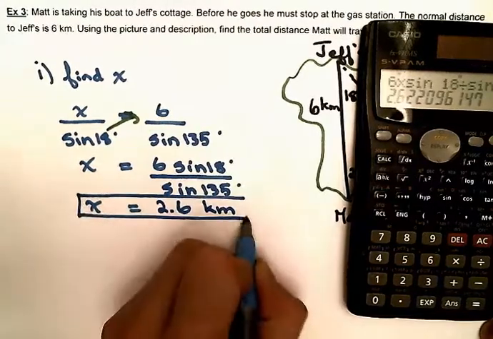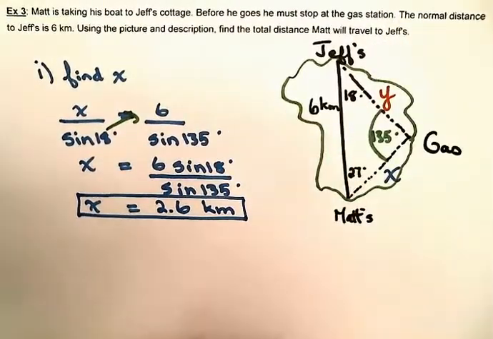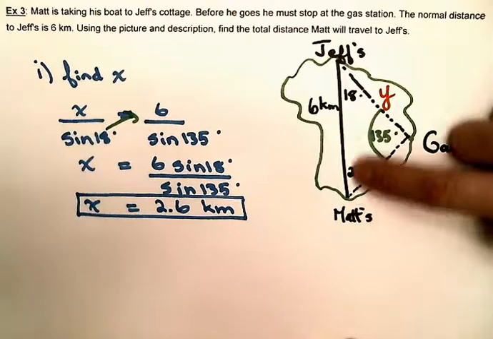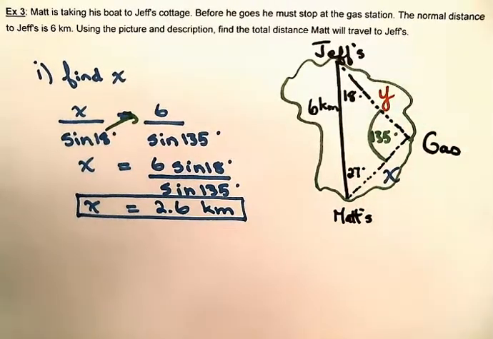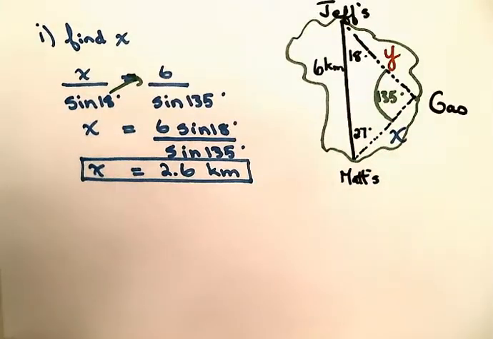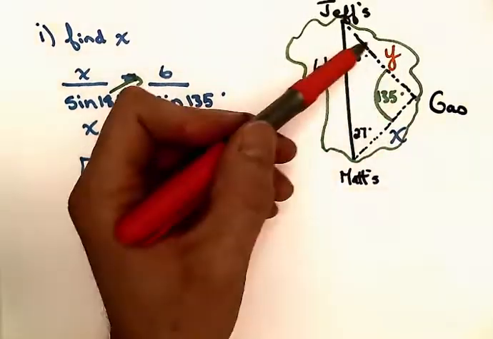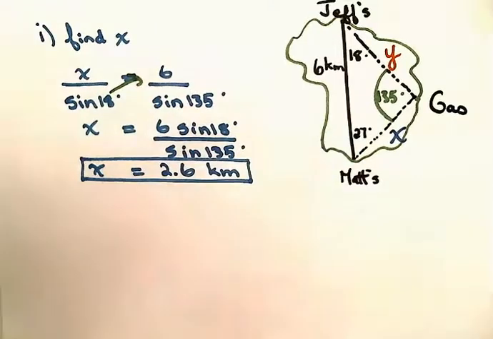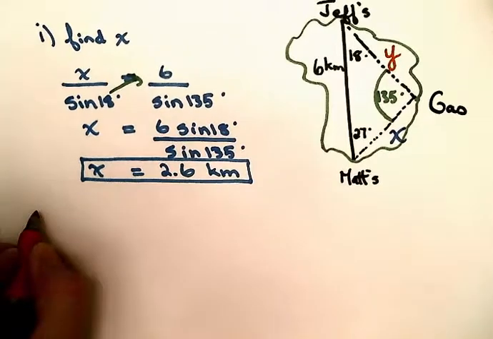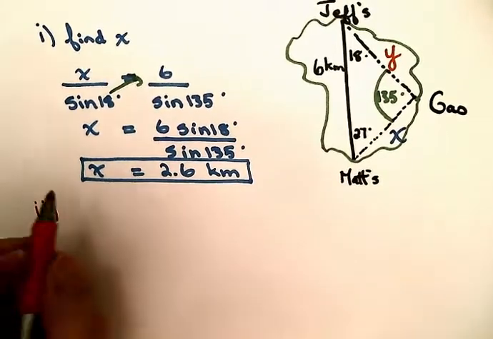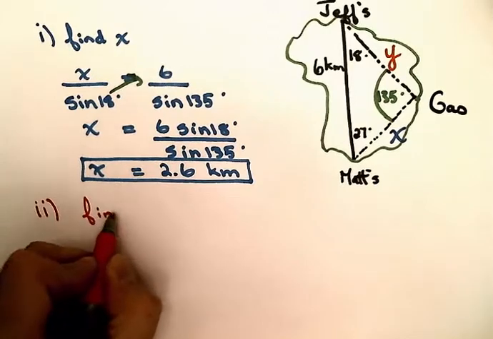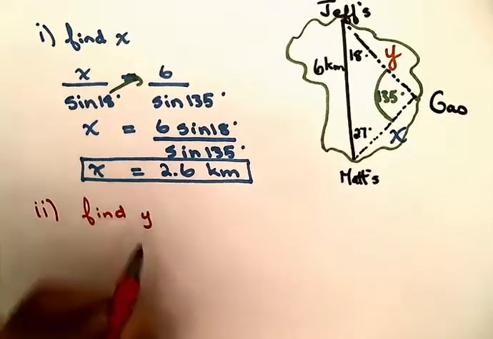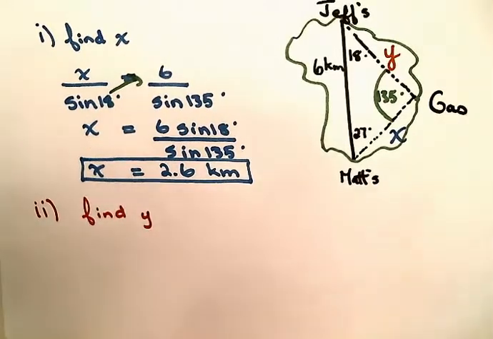We also notice it's reasonable. I mean, to get to Jeff's, it was 6 kilometers. Now we're looking at 2.6 kilometers. Next up, we want to find out what side y is. So we're still stuck with sine law. This is not a 90-degree triangle. So let's check if side y will let us use sine law. Now, it won't always be the case. You may have to do a few checks when you try and use sine law.